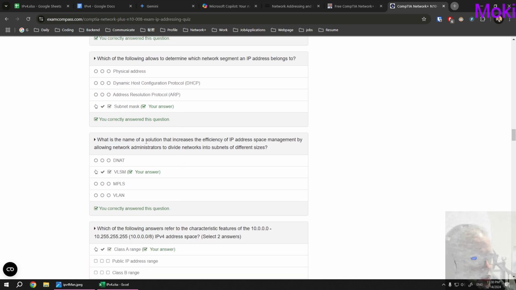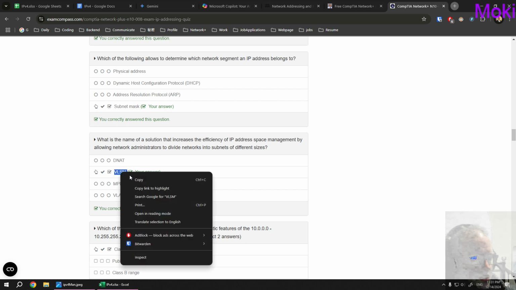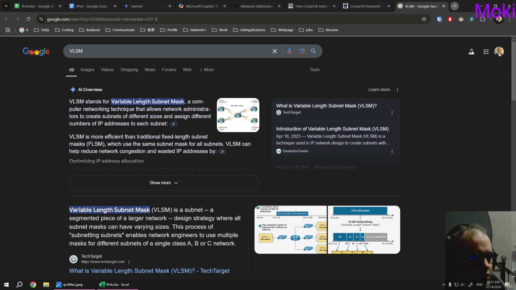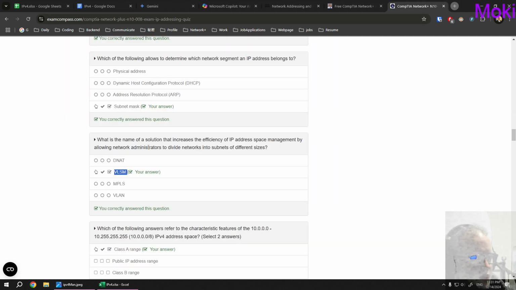What is the name of a solution, VLSM, that increases the efficiency of IP address space management by allowing network administrators to divide networks into subnets of different sizes? Oh, variable, sorry. Variable length subnet mask. So you can change the subnet mask in different lengths. Different sizes, that's why it's variable.